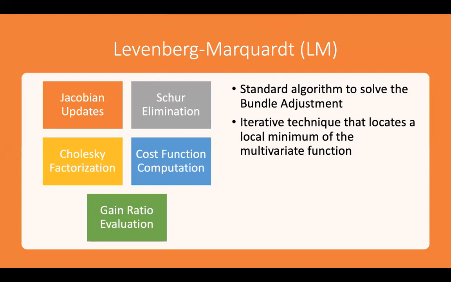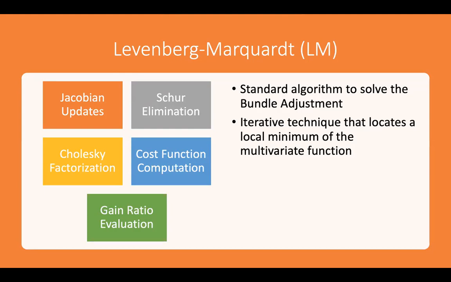There are 5 parts within the Levenberg-Marquardt algorithm. You have the Jacobian update, the Schur elimination, Jacobian factorization, the cost function computation, and then the gain ratio evaluation. When trying to make a faster bundle adjustment, you attack the Levenberg-Marquardt algorithm and speed it up as much as possible.